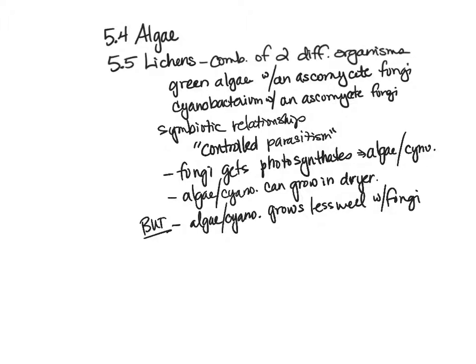Now, these lichens are very important in our ecosystem because they break down rock. They're one of the earliest colonizers of a soil-less environment. So they were the ones that were here way back, and they broke down rock and started to create the soil for other organisms to grow, like plants. They are also soil stabilizers.